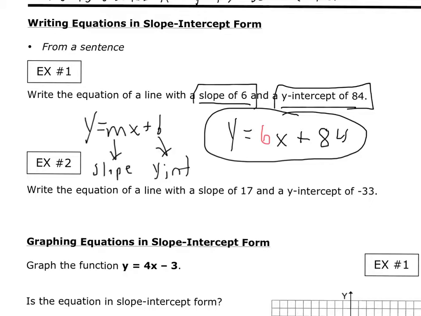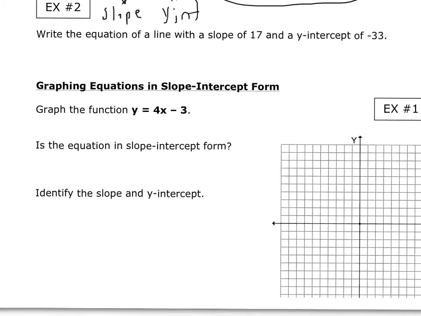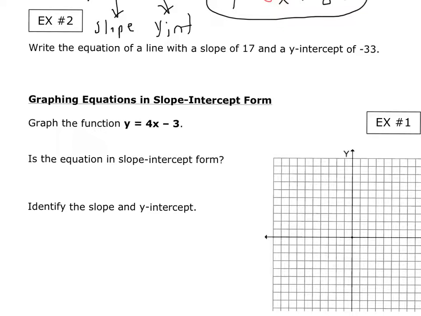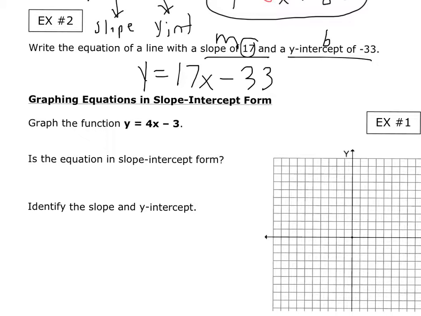Let's try another one real quick. This time it says write the equation of a line with a slope of 17 and a y-intercept of negative 33. We're again going to plug in our slope for m and our y-intercept for b. So we would have y equals 17x minus 33. Whatever number you have for your y-intercept, you're plugging that number in there.